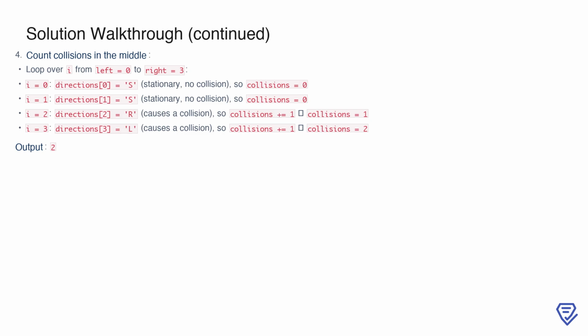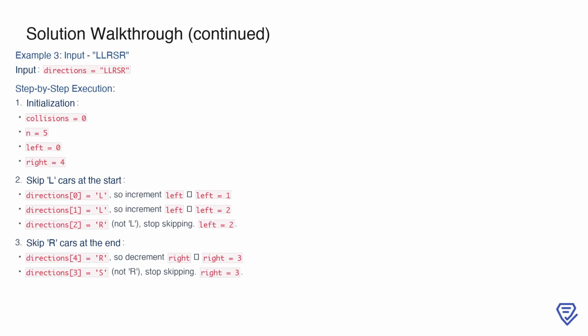Finally, at index 3, the car is L, which also causes a collision, bringing collisions to 2. The output for this example is 2.